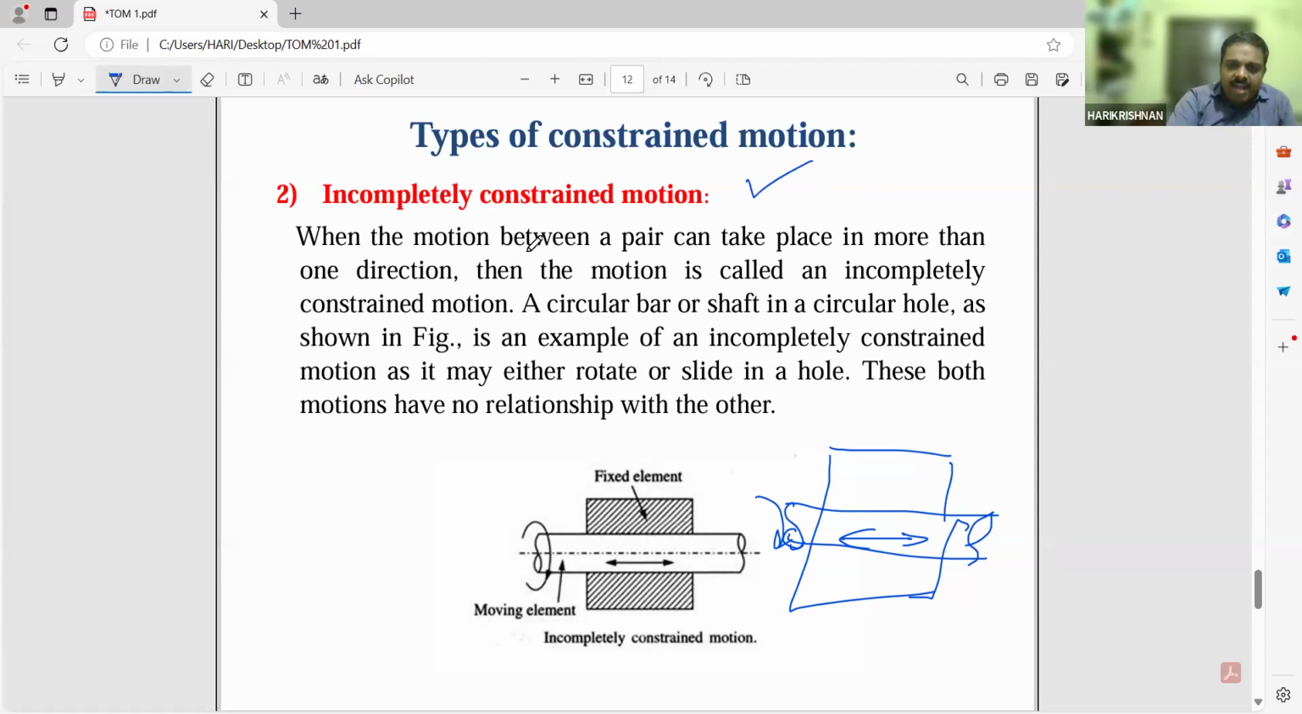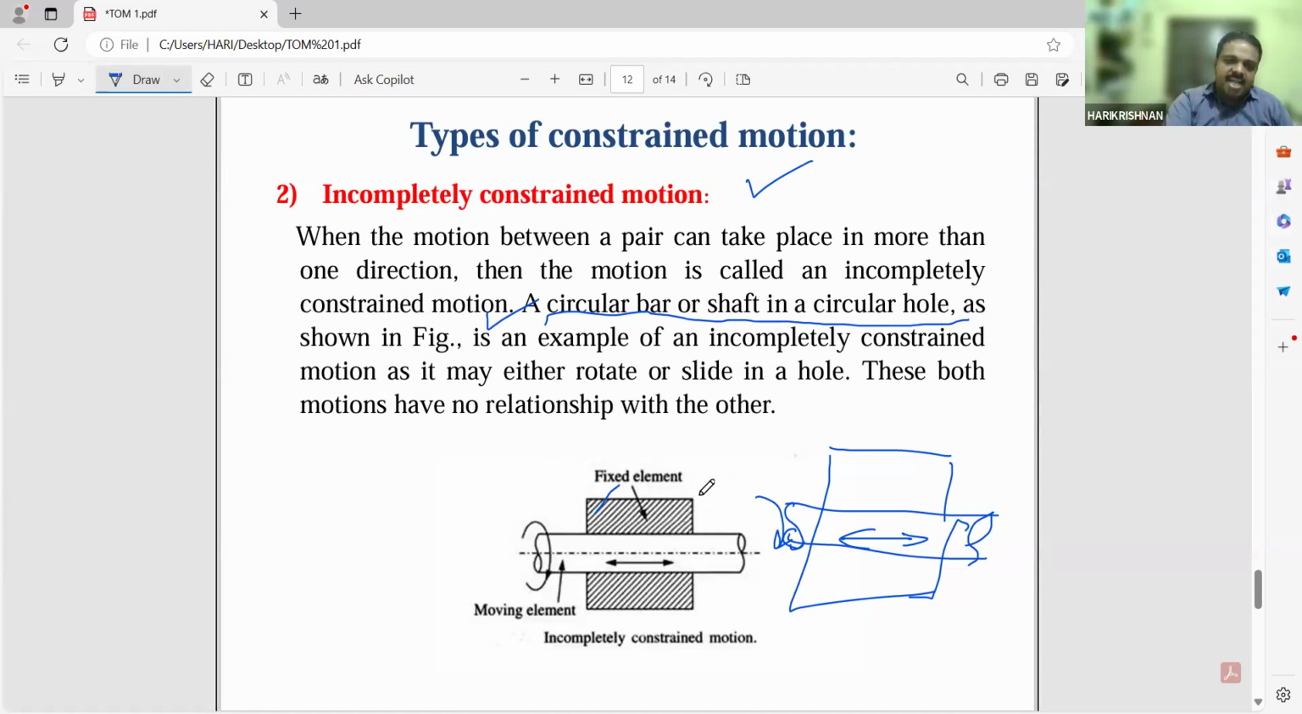When the motion between the pair can take place in more than one direction, then the motion is said to be incompletely constrained motion. A circular bar or shaft in a cylinder hole is an example of incompletely constrained motion.